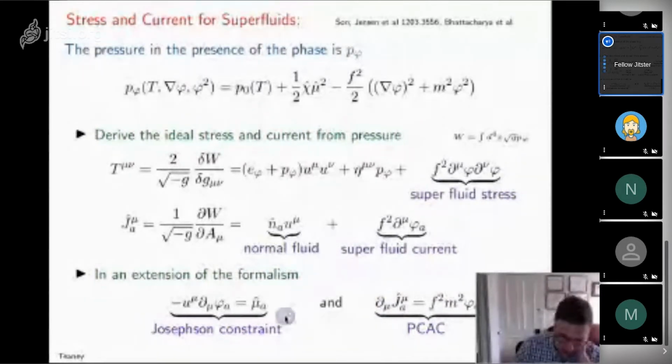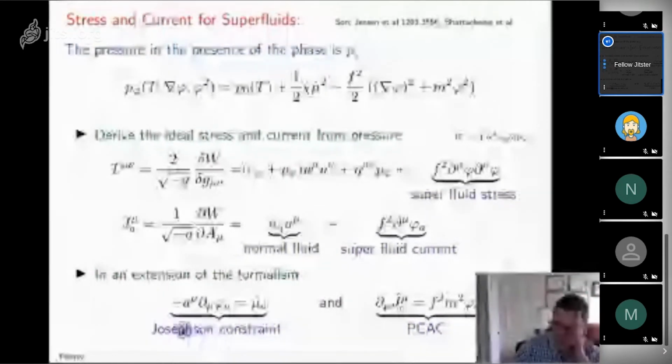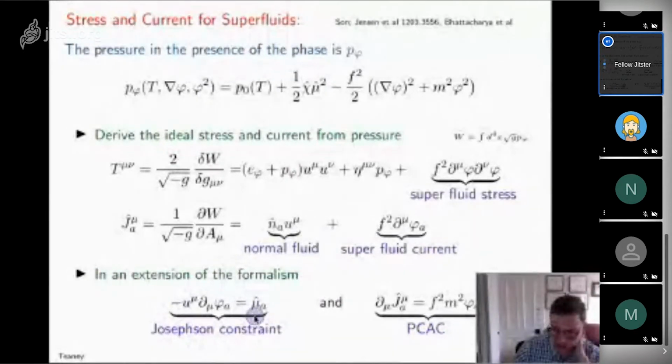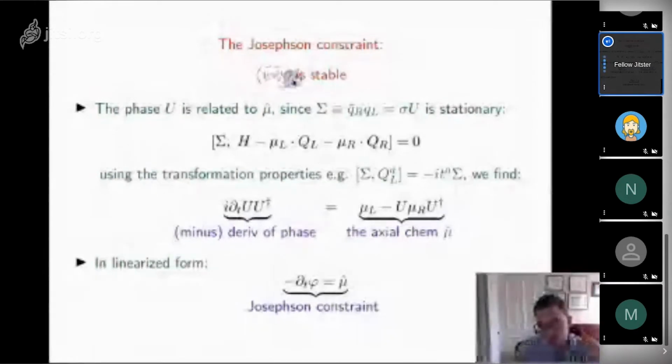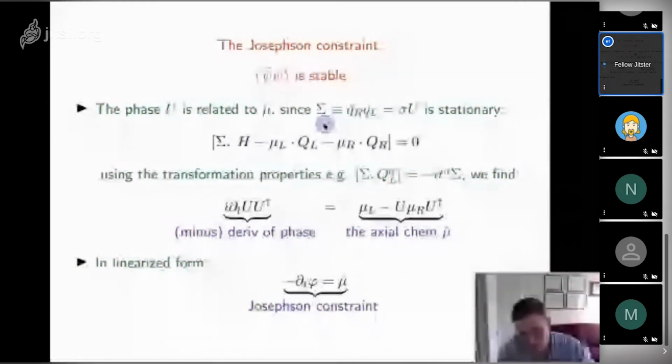Okay. So let me just spend a few seconds on this Josephson constraint. What is that? It says that the time derivative of the phase is the chemical potential. So where does that come from? Okay. So here's the story. Well, you see, we're developing a VEV. The VEV is sigma, and it should be stable under the time evolution, right? And so that means, here's the phase. The phase is related to the chemical potential, okay? So here's the sigma, and it's stationary under the time evolution.